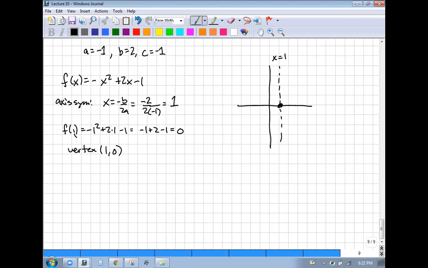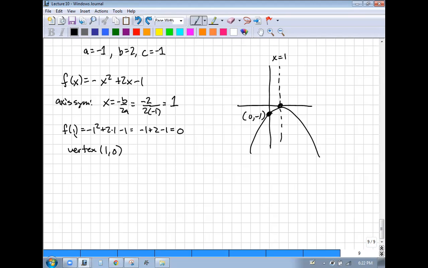The a is negative. So that means this thing opens downwards. Where does it cross? Let's find out what that point is. Well, that's when x is 0. Well, if x is 0, I get minus 1. So that point right there is at 0, minus 1. And luckily, this one, the vertex is the same thing as the x-intercept. There's only one. Well, what if I use the quadratic formula anyways, just to see?